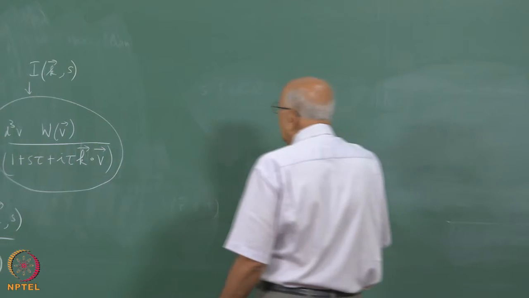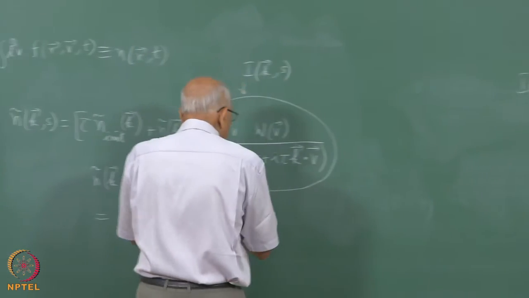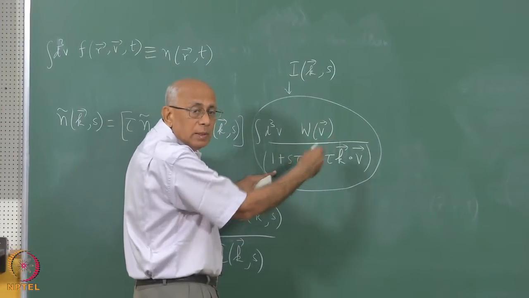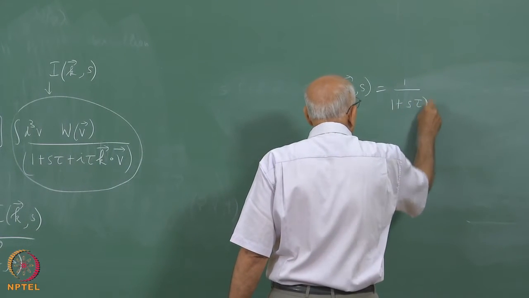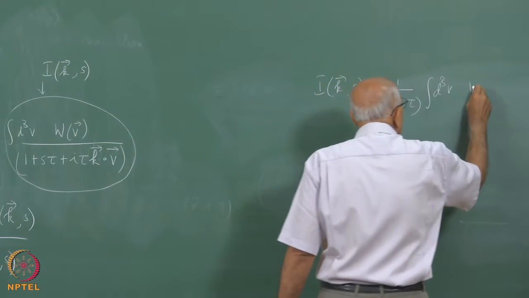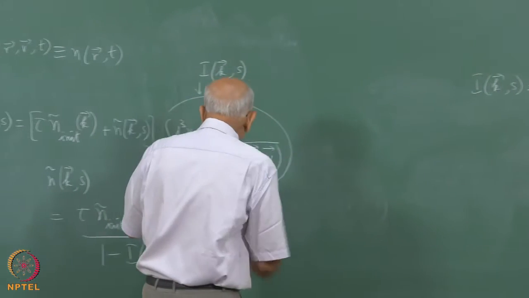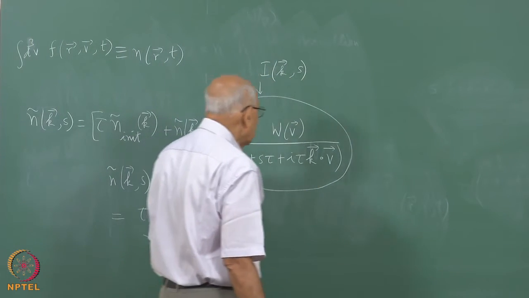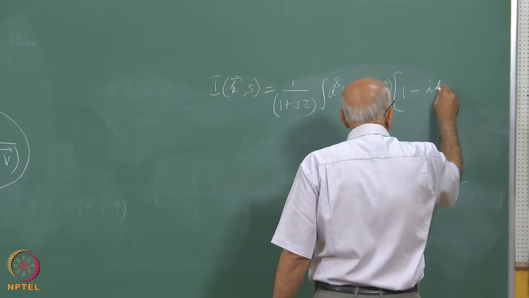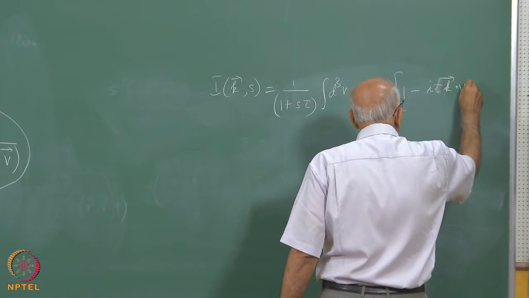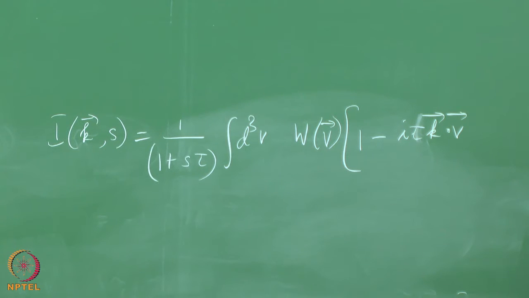Now when you do that, you can see immediately what's going to happen here. So let's try to expand I of k and s. Let's pull this out of the denominator and then do a binomial expansion in powers of k. That's independent of v, so this is 1 over 1 plus s tau, and then an integral d3v of w of v times 1 over 1 plus i tau k dot v over 1 plus s tau. It's 1 plus something inverse, and therefore it's 1 minus i k dot v tau. We can do one simplification. Because it's isotropic, the answer will depend only on k squared. We can do that right away here.